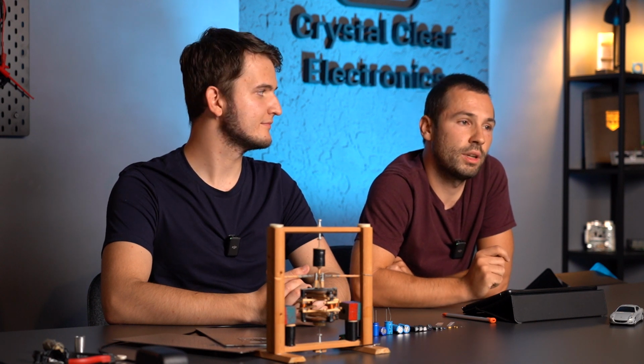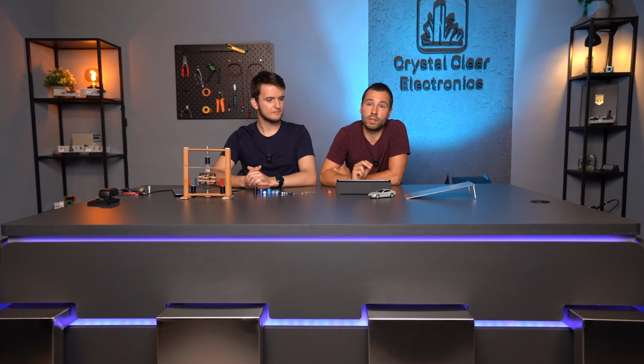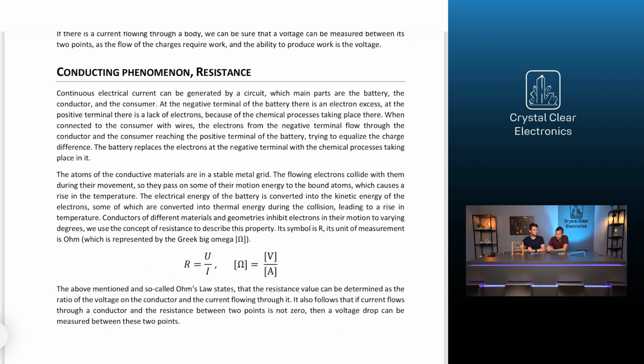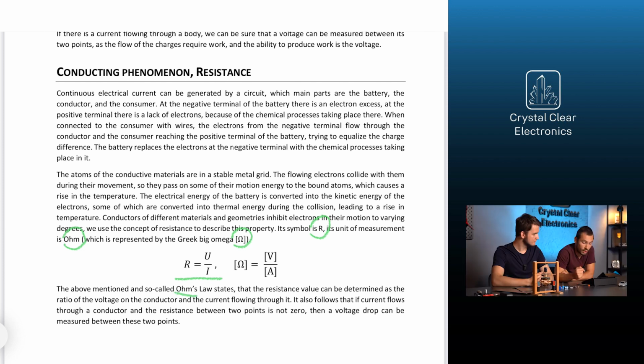Conductors of different materials and geometries inhibit electrons in their motion to varying degrees. We use the concept of resistance to describe this property. Its symbol is capital R, its unit of measurement is ohm, which is represented by the Greek capital omega. The so-called Ohm's law states that the resistance value can be determined as the ratio of the voltage on the conductor and the current flowing through it.